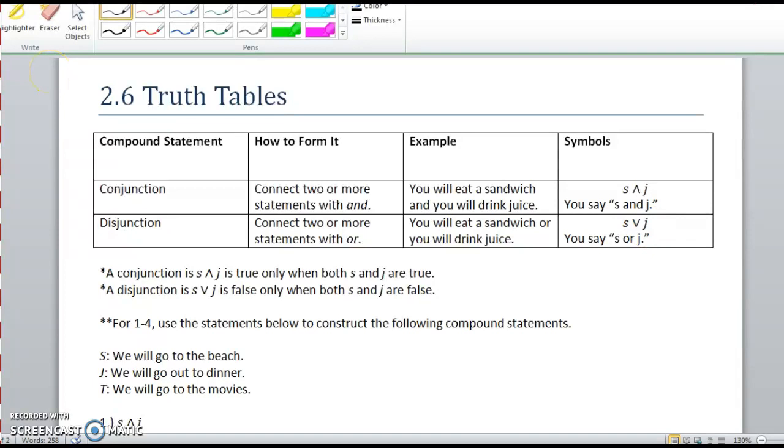A conjunction, S and J, is true only when both S and J are true. Both S has to be true and J has to be true for this conjunction to be true. A disjunction, S or J, is false only when both S and J are false. As long as S or J is true, it's considered true, but when both are false, the whole thing is false.